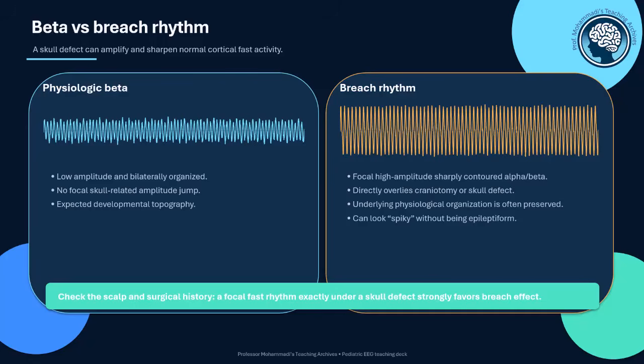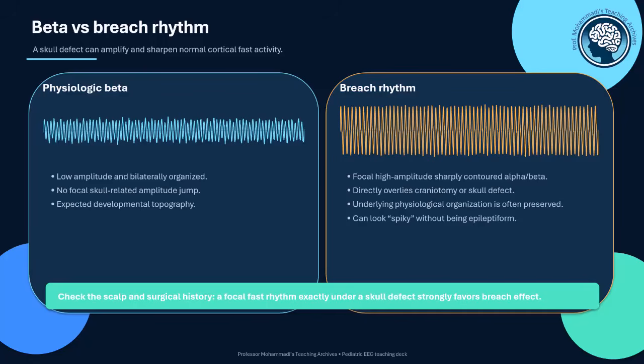It may contain alpha and beta frequencies and can look surprisingly spiky even when no epileptiform activity is present. The most important discriminator is anatomical correlation. If unusually prominent fast activity lies directly beneath a known skull defect, while the underlying physiological organization is preserved, a breech effect should be strongly considered. Clinical history and inspection of the scalp can therefore prevent unnecessary overinterpretation.